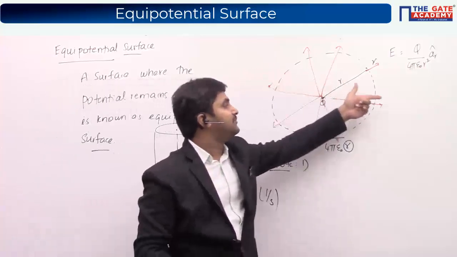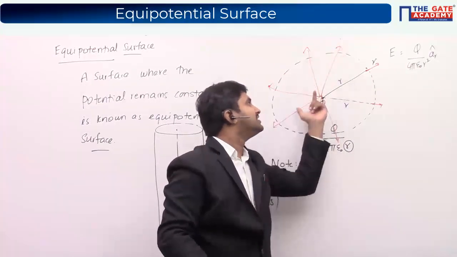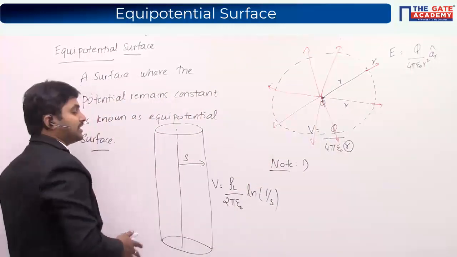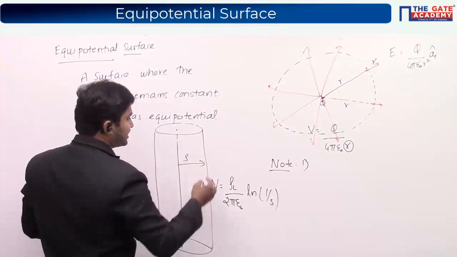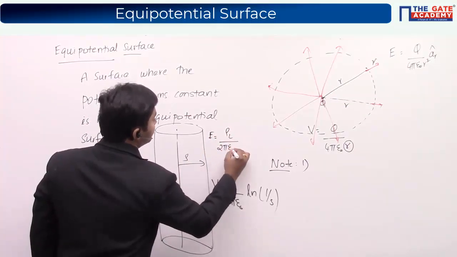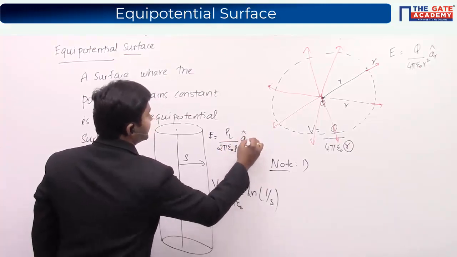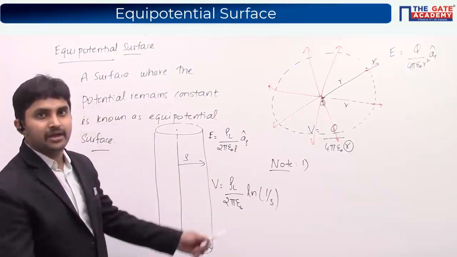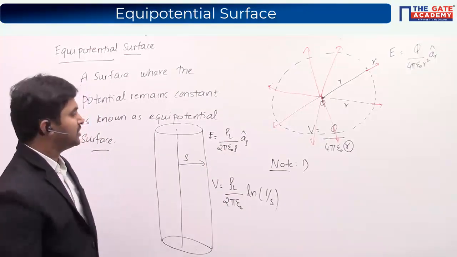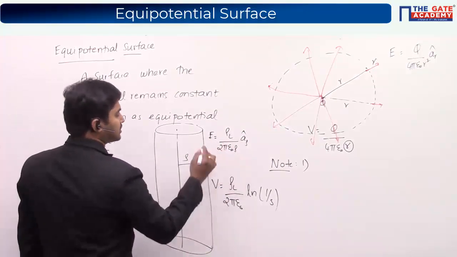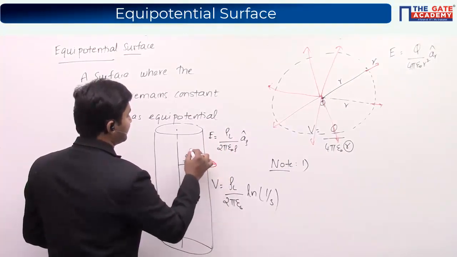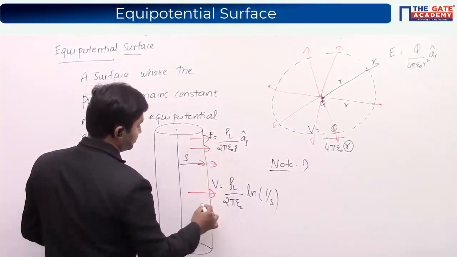Whatever electric field lines I am drawing here, don't you think they are normal to the surface? And you can also consider this part, where the electric field is given as rho L divided by 2 pi epsilon naught rho A rho cap. Here the electric field direction is in the radial direction, everywhere.